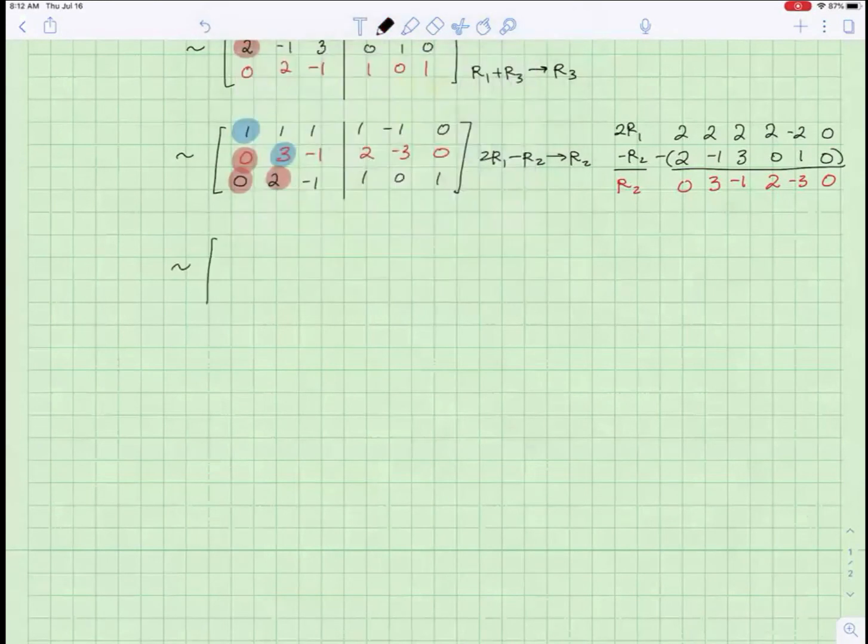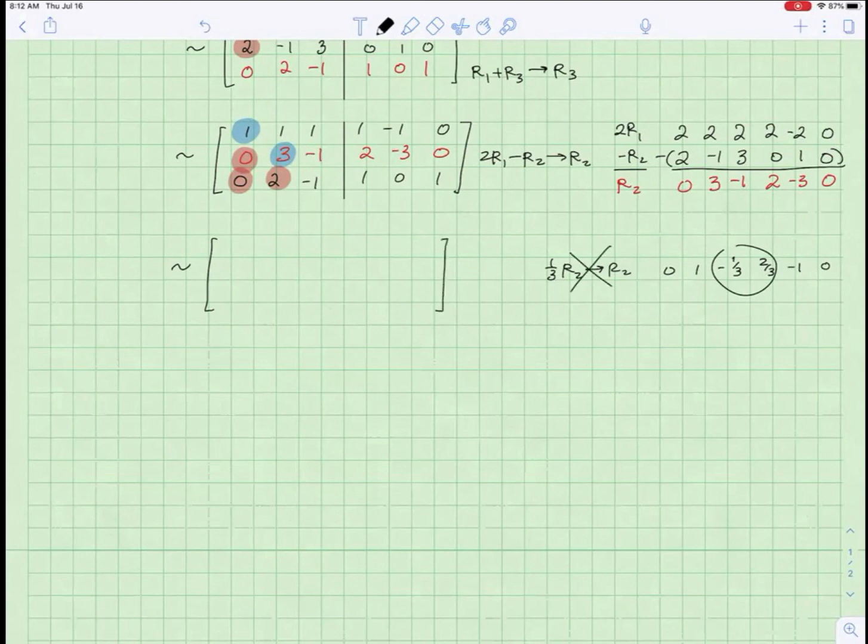Let's see. Again, I could just multiply. I could do something like 1/3 row 2 is my new row 2. And that would give me a 0, a 1. But then it would give me a negative 1/3, 2/3, negative 1, and 0. And I'd be messing around with fractions as I do more and more row reduction. So I'm going to avoid that.